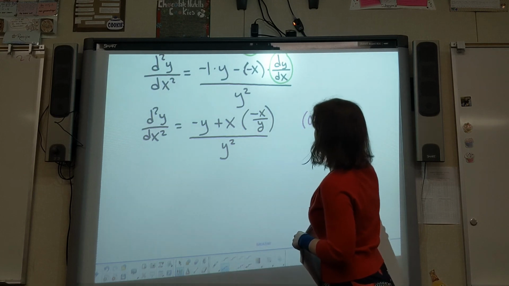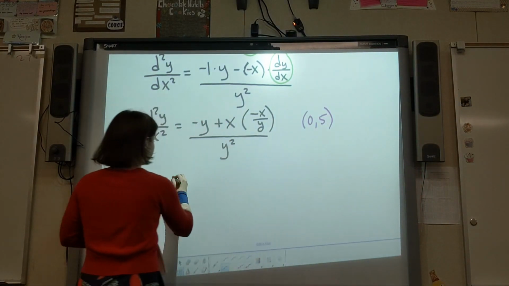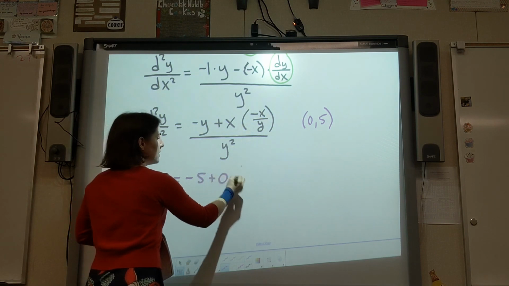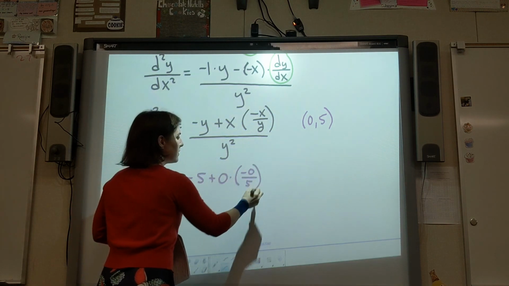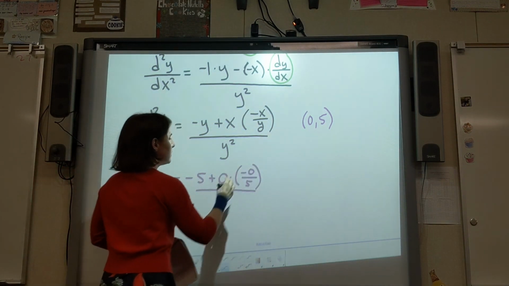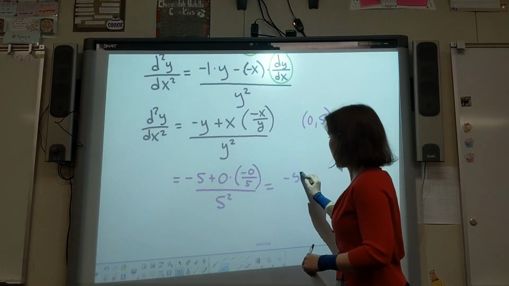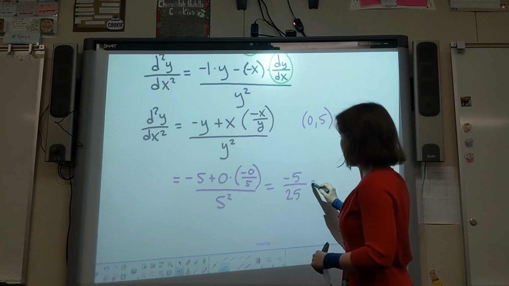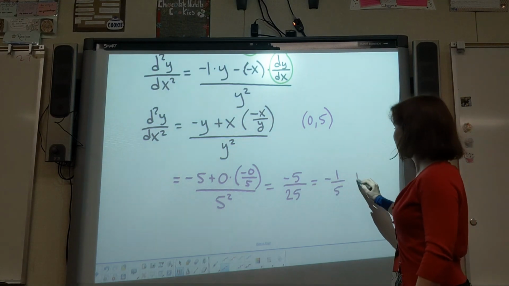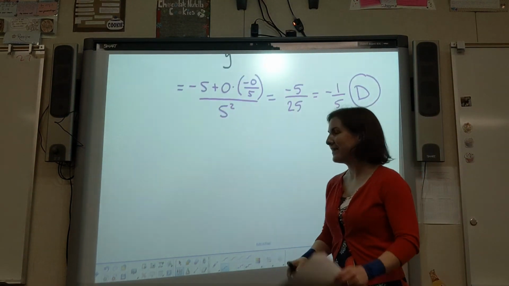We have a point. Let's plug in that point. Yeah, I like numbers. Let's plug in the numbers, see what we get. Negative y is negative 5, plus 0 times negative 0 over 5. No such thing as negative 0, but that's okay. This is all just 0, all over 5 squared. Oh, feeling pretty good. Negative 5 over 25, negative 1/5. Is that an option? It is! Option D, as in delightful. Feeling good. Let's see what's next.